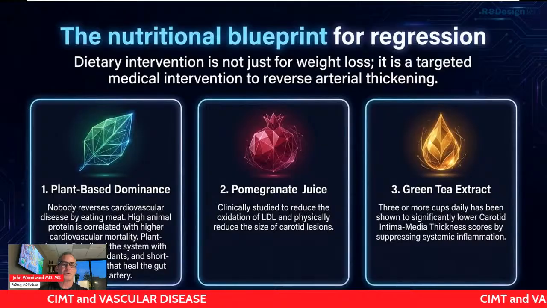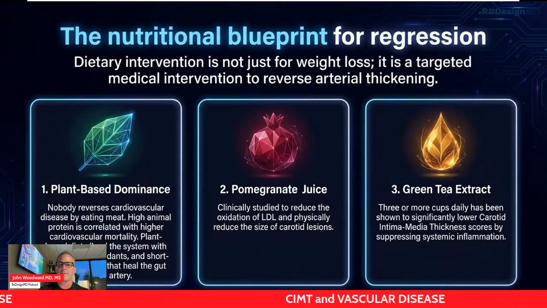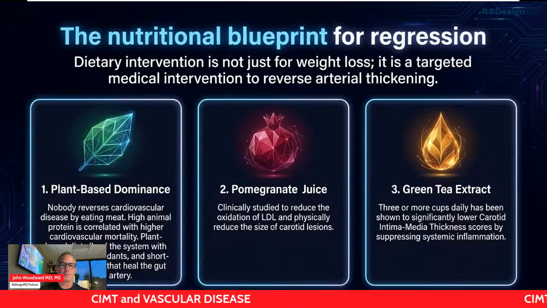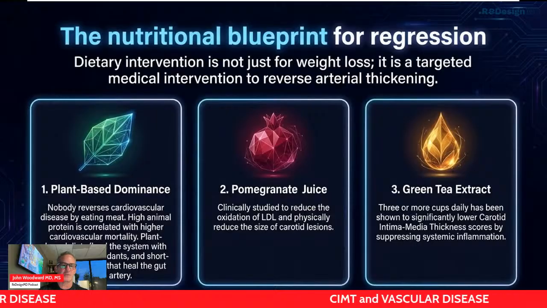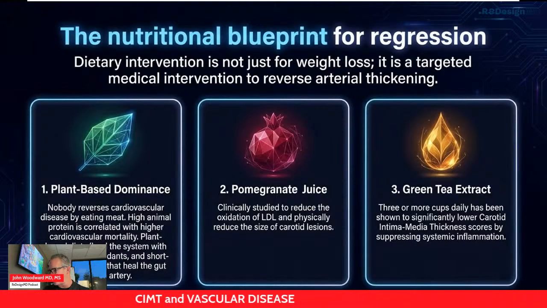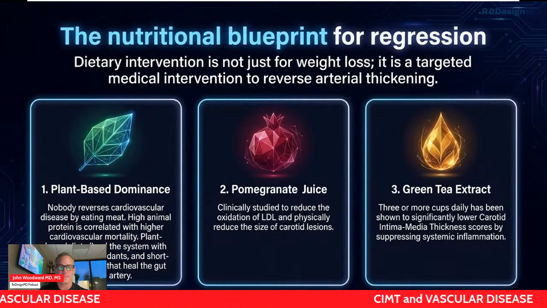So pomegranate juice, some studies that show reduction of oxidized LDL. It changes the size of the carotid lesions. There was a study with green tea extracts. Three or more cups daily has been shown to significantly lower carotid intima-media thickness. So just some things here. There's many more studies like we talked about. Testosterone, believe it or not, lowers intima-media thickness.